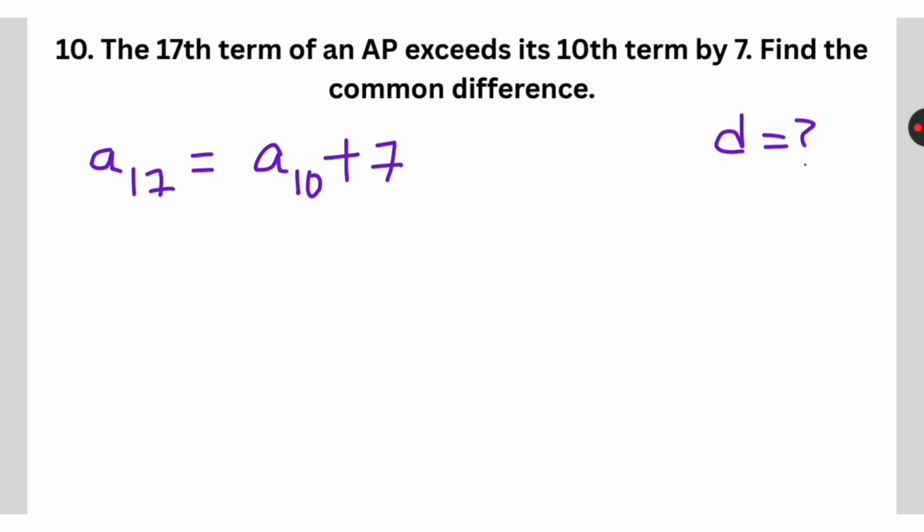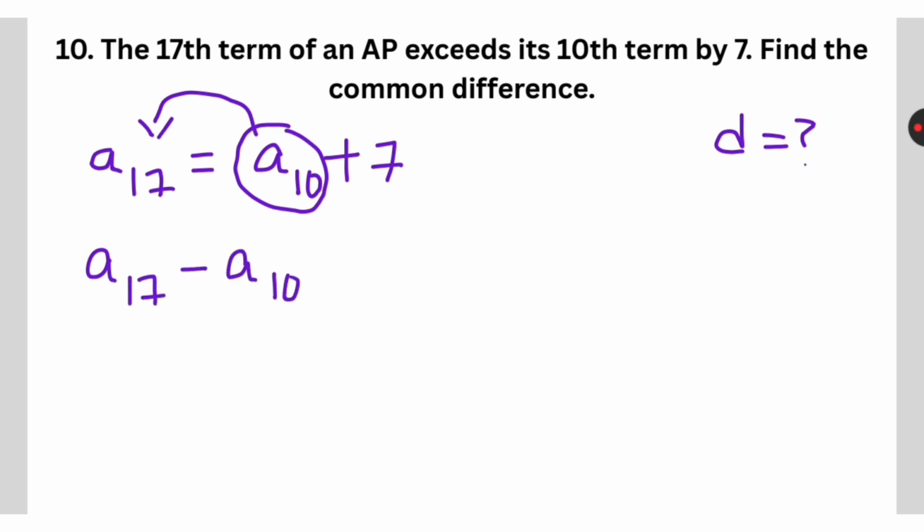Let's do how to find it. Here we have a 10th term. This 10th term sent to the left hand side becomes minus a10, that is equal to 7. So now a17 is nothing but a plus 16d, isn't it? Minus a10 is nothing but minus (a plus 9d).